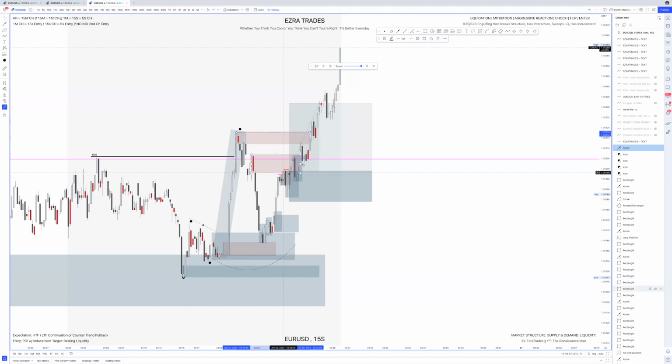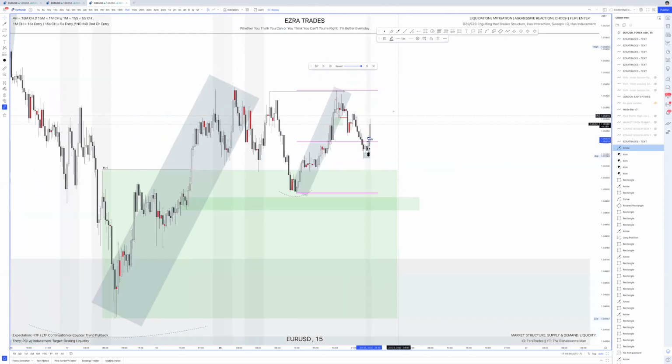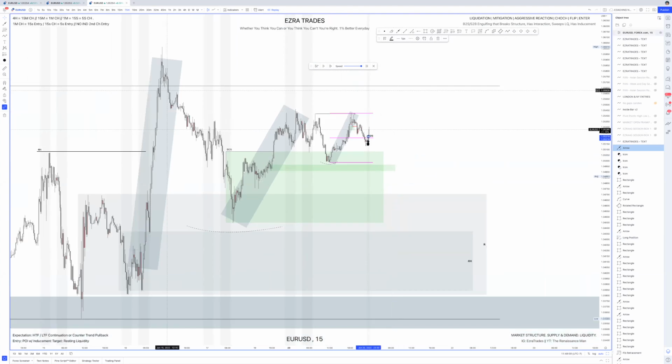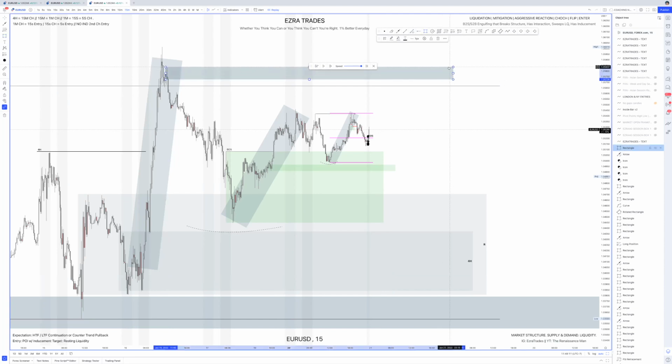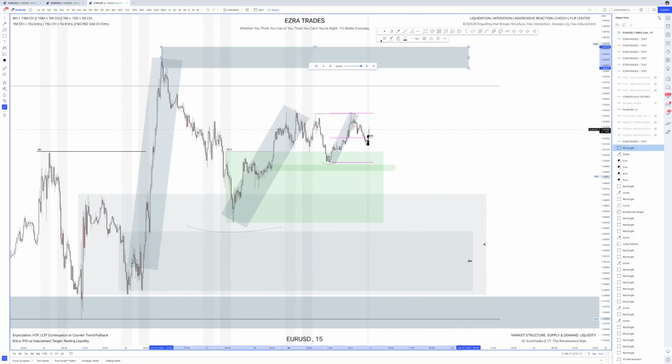So this was our first entry. Now what we have to do is go to the higher time frame and understand where we can take this trade to. At this moment, we know that the 4-hour is bullish. We know the 15-minute is bullish. At the very minimum, we have some points of interest up here that we could potentially look to take. This would be the 15-minute extreme of the pullback.